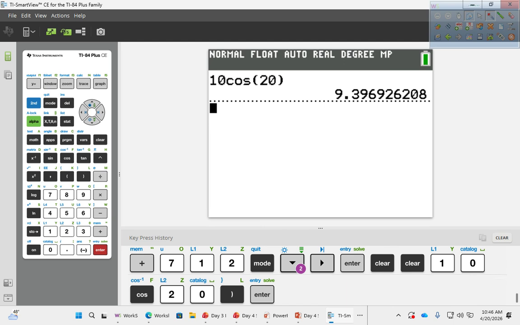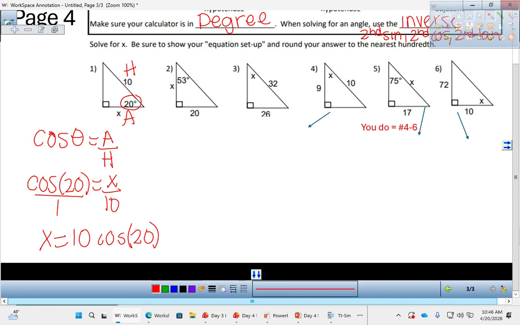We're going to round to 2 decimal places, but I can't here because the 6 is going to bump this up. So we'll call this 9.4, and it's a side length, so I'm not going to put a degree on that. If I was solving for an angle, I would. So this is 9.4.